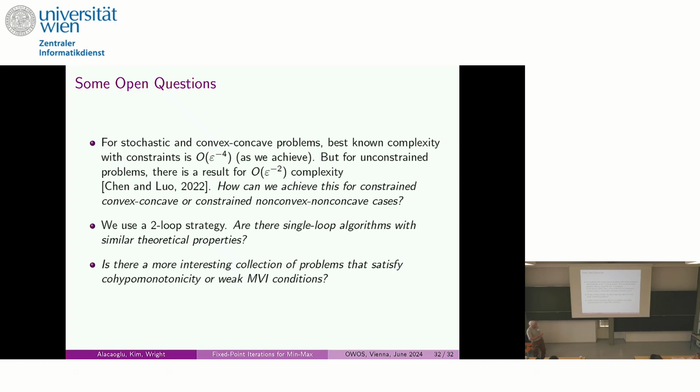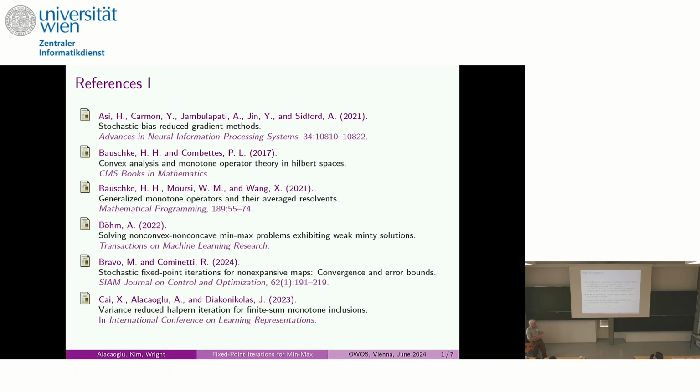For the unconstrained case, there's a recent paper. This is not Tom, by the way. You'd think it was Tom because Tom works on everything, but this is a different author. And they get an epsilon to the minus 2 in the unconstrained case. And we want to understand why we can't match that. We're also interested in seeing if there's a single loop algorithm that works, and so on.